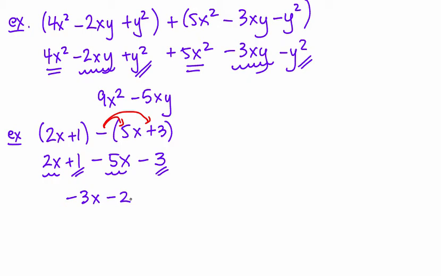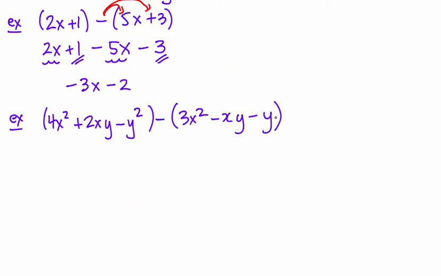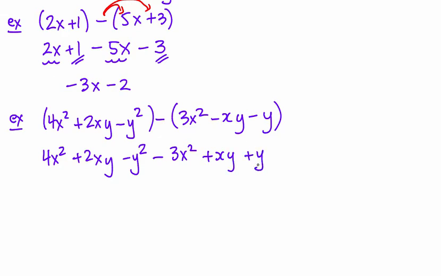Let's take a look at this again with trinomials. I've got 4x squared plus 2xy minus y squared, take away 3x squared minus xy minus y squared, take away all of that, and I end up clearing out these brackets. The first one doesn't change, because there's basically a plus sign in front of it. Now all of these change. The negative applies to this 3x squared. Then I also take away a negative xy, which is the same as adding xy. And I take away a negative y squared, which is the same as adding y squared.